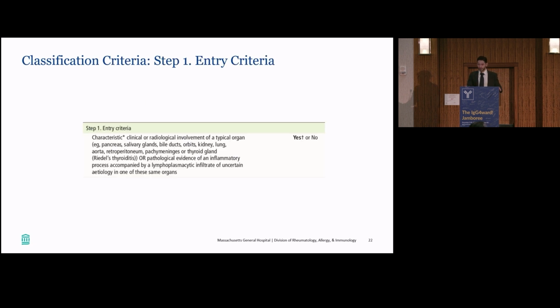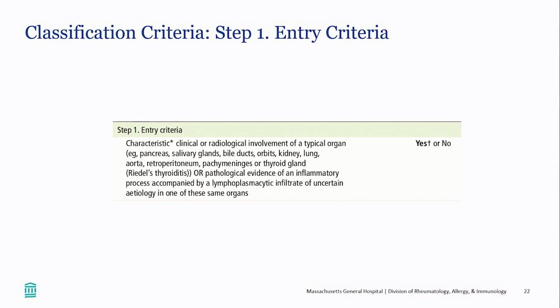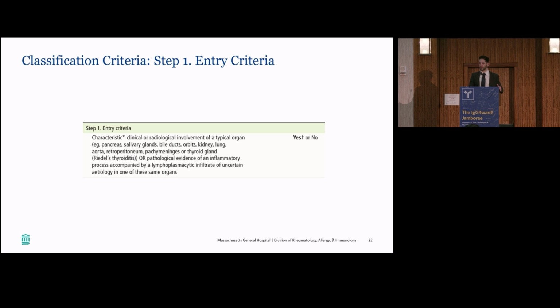So the first step of the classification criteria is what's called entry criteria, which is that there needs to be clinical or radiologic or histopathologic evidence of inflammation in one of the typical organs that we see in IgG4-related disease. And we've talked about what some of those areas are: the orbits, the salivary glands, the pancreas, the retroperitoneum, etc.